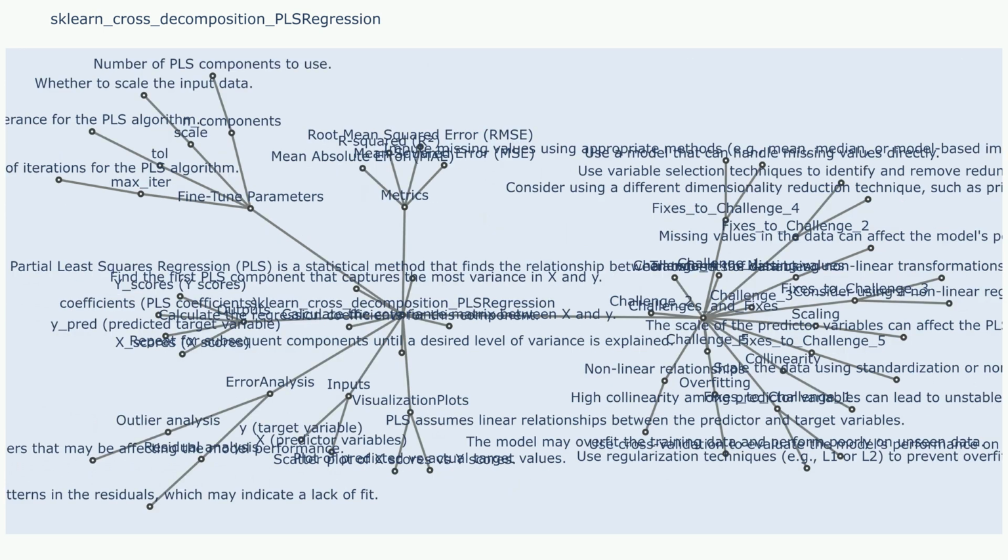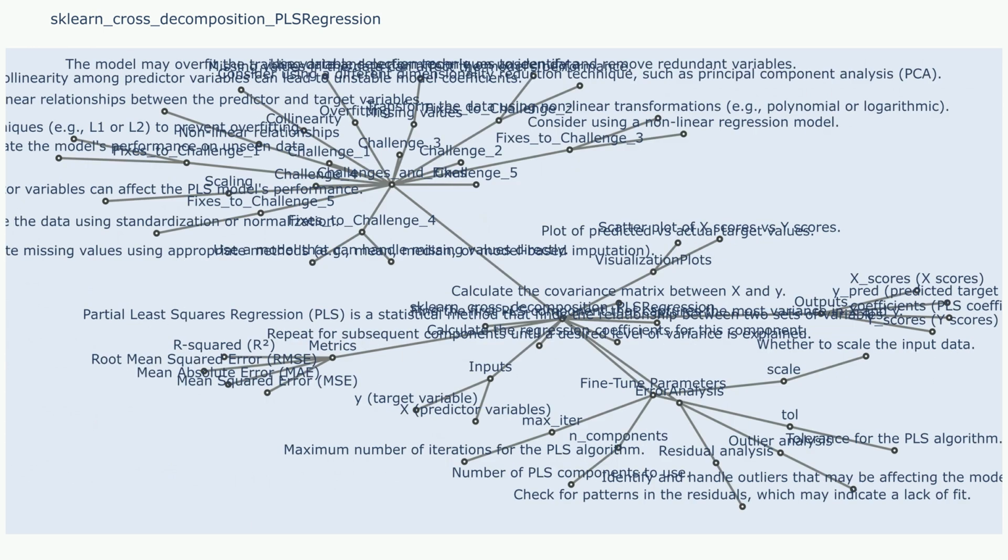X_scores, the scores of the predictor variables on the latent variables, N samples by n components. Y_scores, the scores of the response variables on the latent variables, N samples by n components. Coef, the coefficients of the linear model that relates the latent variables to the response variables.